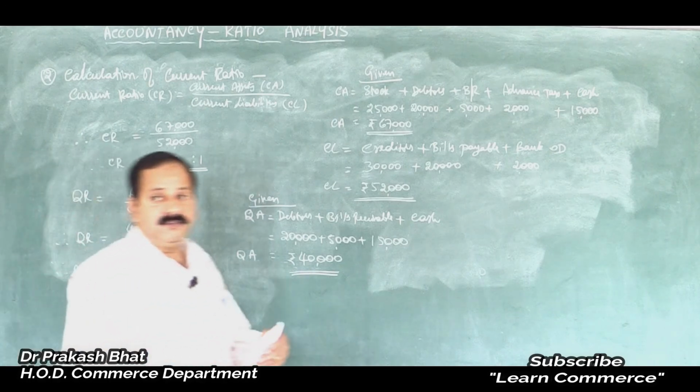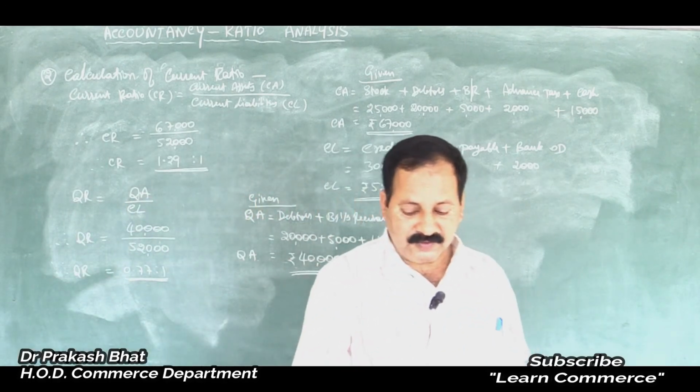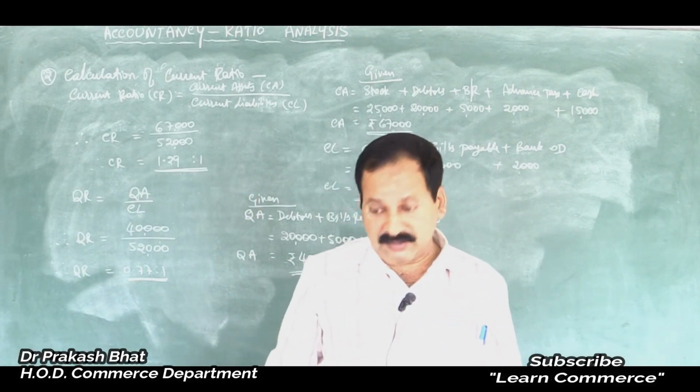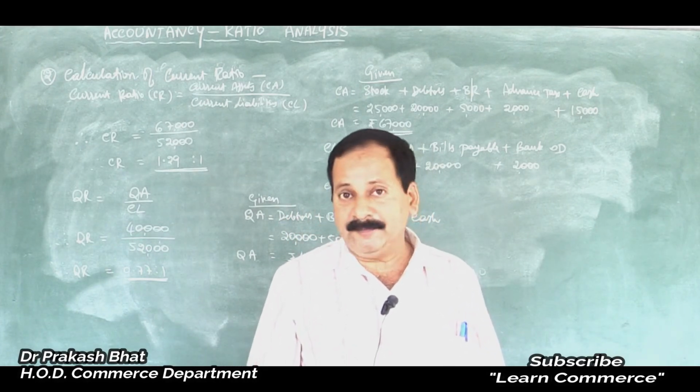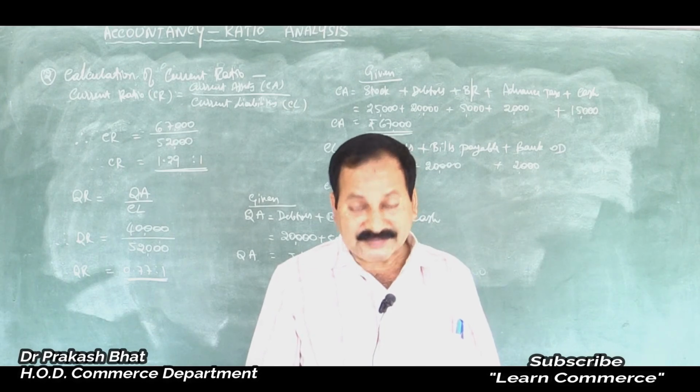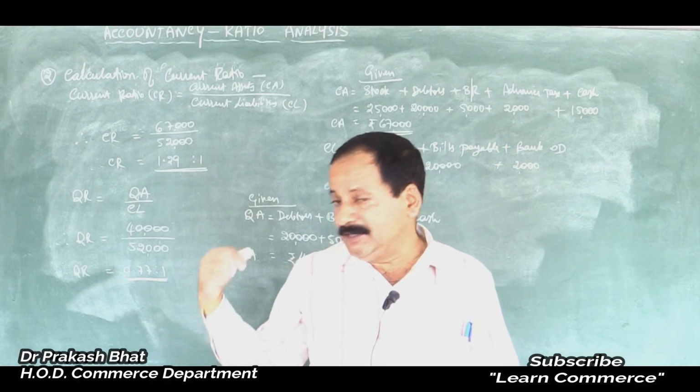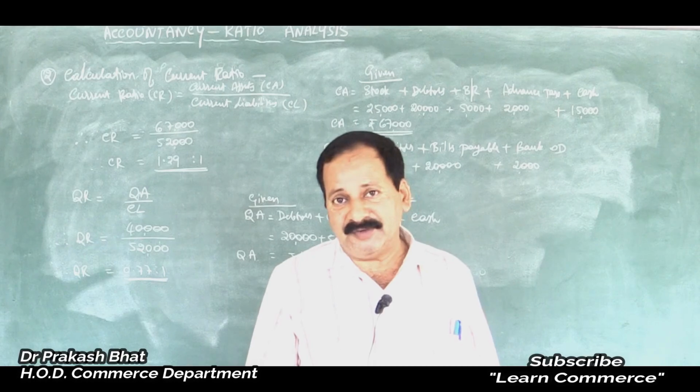That's all. So this is how you have to solve a problem whenever current ratio and quick ratio are asked. Take down the assignment. Solve this third problem and submit your assignment on time.